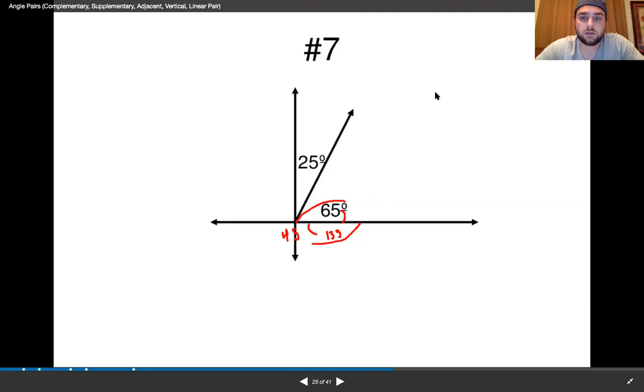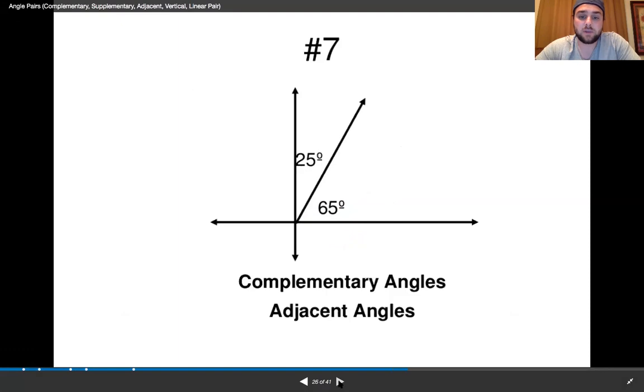We'll clear this one. Okay, 65 plus 25 is going to give us 90, so we know it's going to be a complementary angle, as well as it's splitting up with this ray right here, which is going to give us an adjacent. This is going to be a complementary angle that has also adjacent angles connected to it.